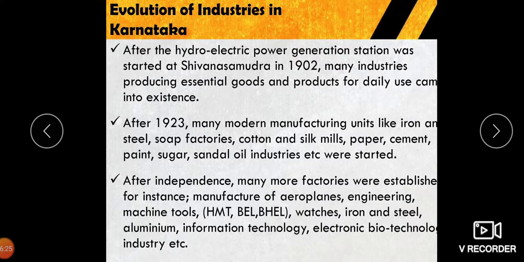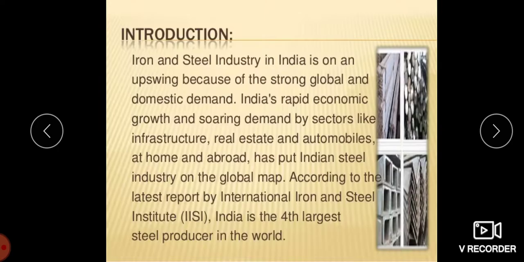For instance, manufacture of the aeroplanes, engineering machine tools like the HMT, BEL, BHEL, watches, iron and steel, aluminum, information technology, electronic and biotechnology industries. Like this, there were many factories which were established after we got independence. Now let us move on to the iron and steel industry.